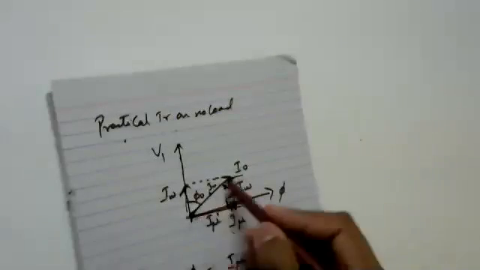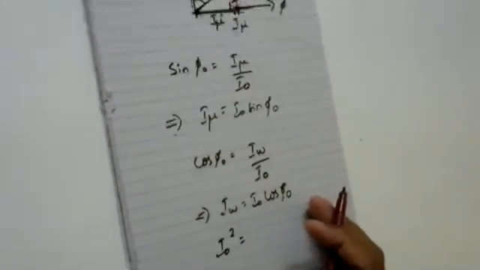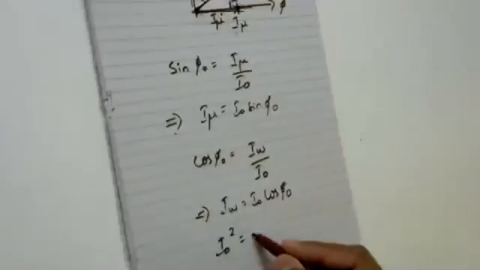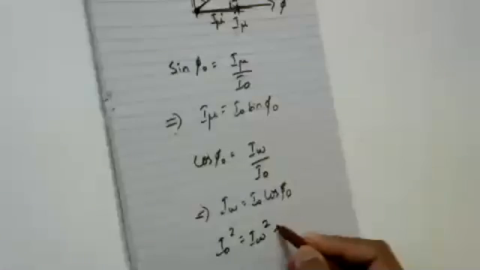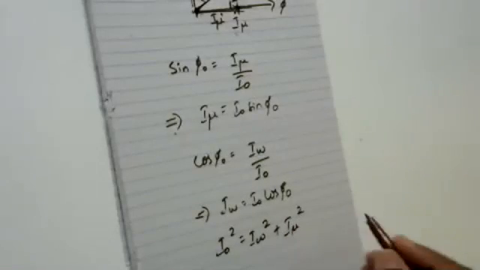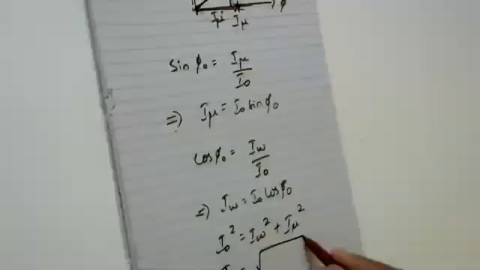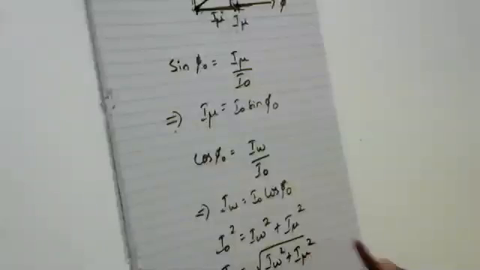Now if I want the magnitude I naught, what will we do? It is nothing but your Pythagoras theorem. Hypotenuse square I naught square is equal to adjacent square, so IW square plus I mu square. So the equation for I naught is I naught equals the square root of IW square plus I mu square.